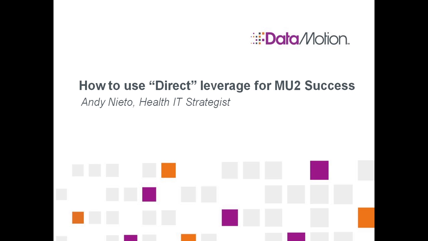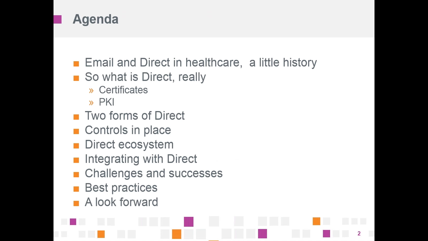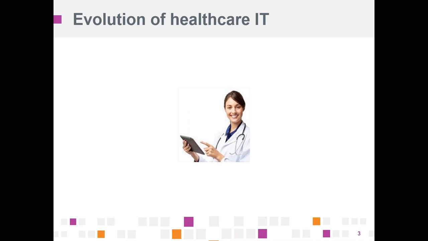I'm going to start by going through what Direct is and talking a little bit about the history of healthcare IT. We're going to talk about the controls in place that run Direct, and the ecosystem that Direct is operating in. Then we're really going to talk about integrating with Direct. We'll go over some of the challenges and successes that Direct is facing right now, and go through some best practices. Then we'll finish up talking about what the future holds for Direct secure messaging and going beyond meaningful use too. So let's start talking about the evolution of healthcare IT.